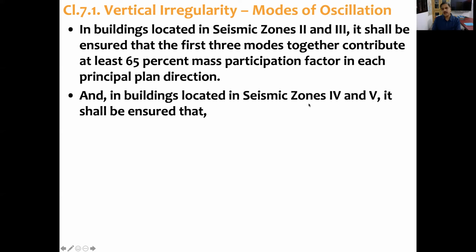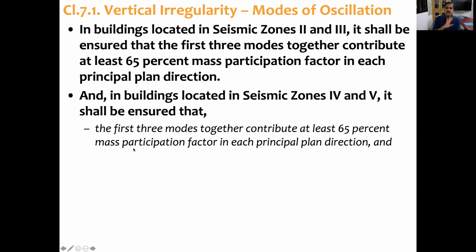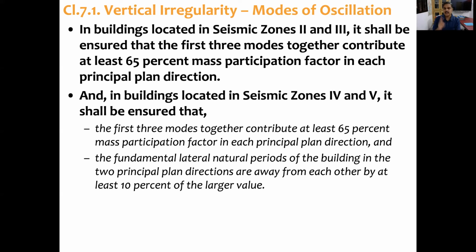Then in buildings located in seismic zones 4 and 5, the code suggests both clauses. One is that the first three modes should contribute more than 65%, in both the x direction and the y direction. And second is the fundamental lateral natural period, that is the first mode in the x direction and the y direction both. They should be separated by at least 10% of the larger value.